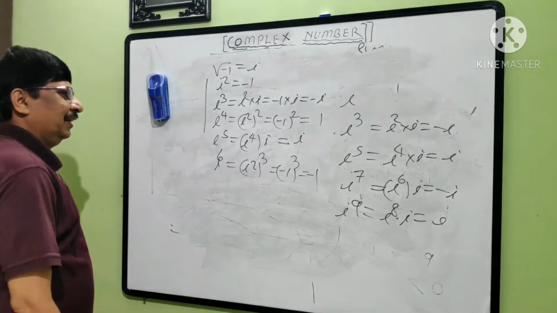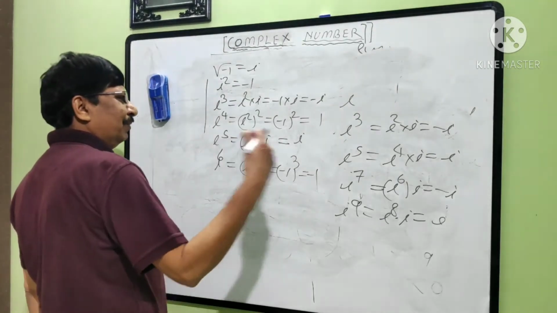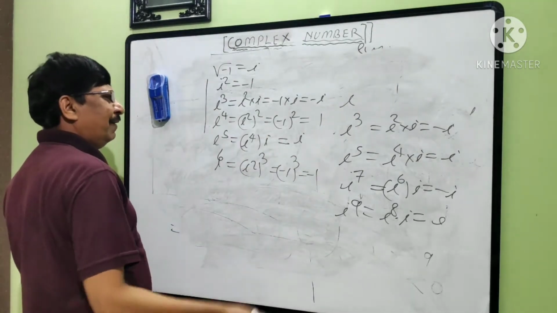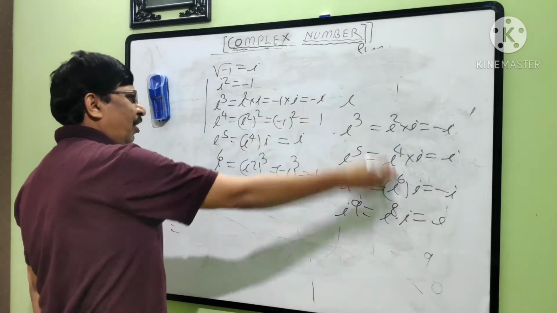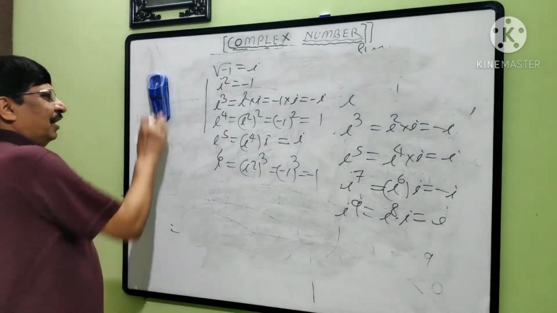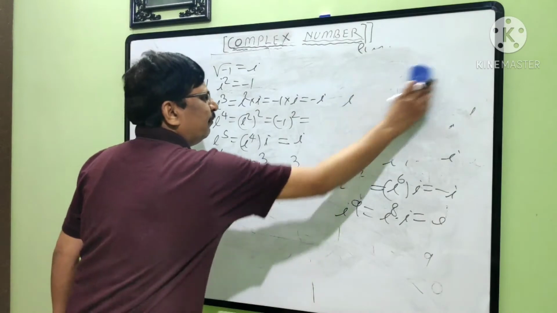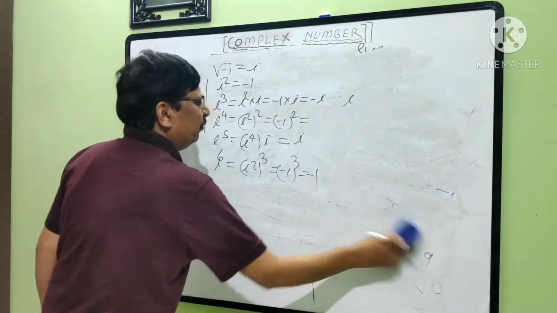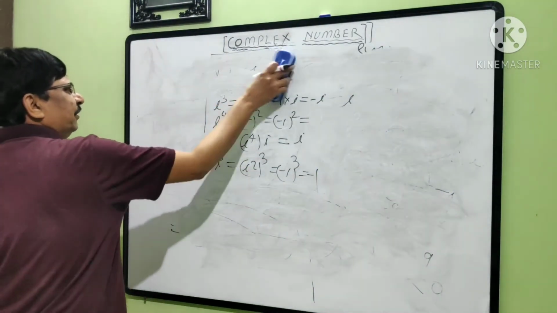Purely real. If the power is divisible by 4, definitely plus 1. Even but not divisible by 4, minus 1. If the power is odd, definitely plus or minus i. That's why you can find i raised to any positive integer.